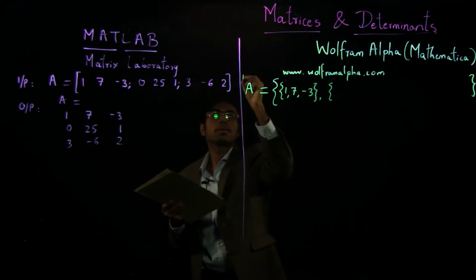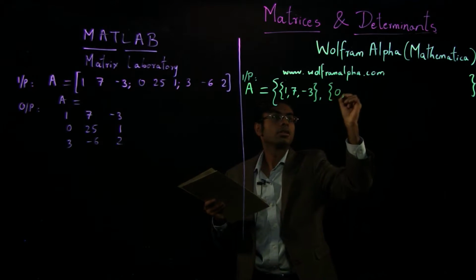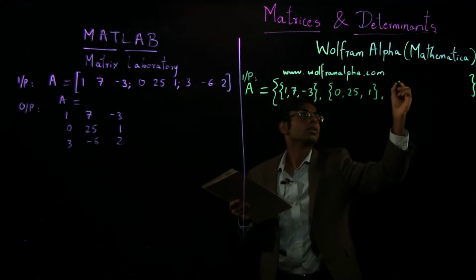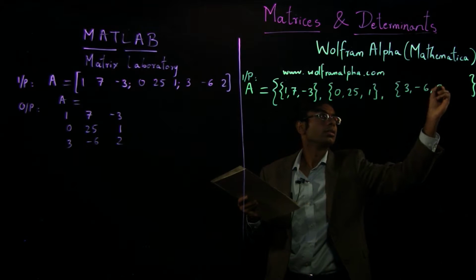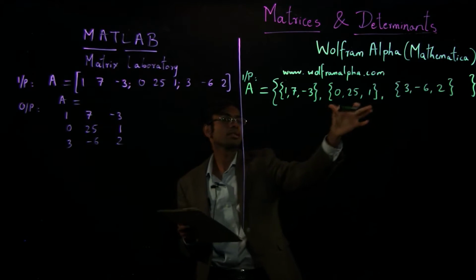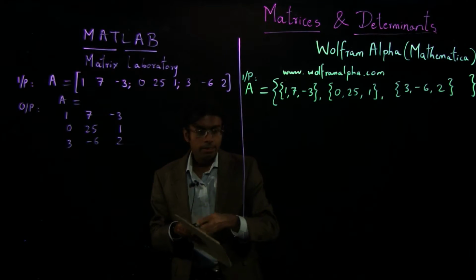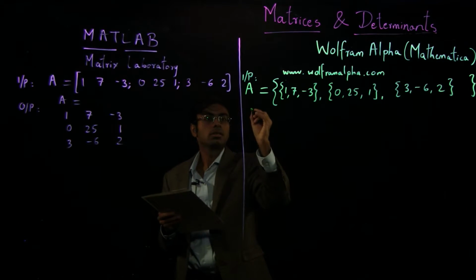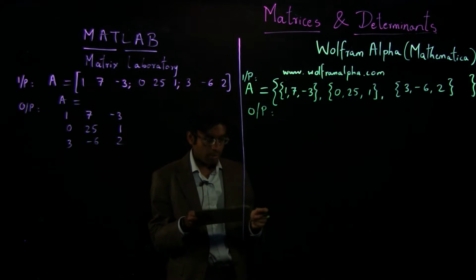So I'm putting in the input in Wolfram Alpha. So 0, 25, 1, and 3, minus 6, 2. Okay, you put this in the search box in Wolfram Alpha and hit enter, and you will see some interesting outputs. So this is what Wolfram Alpha gave me when I tried this out.